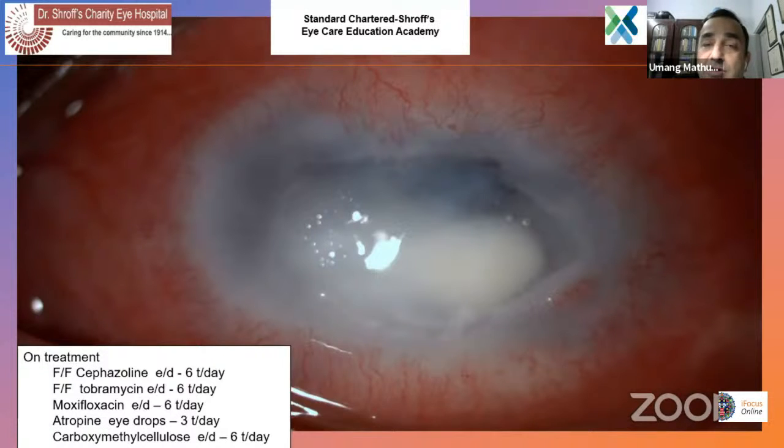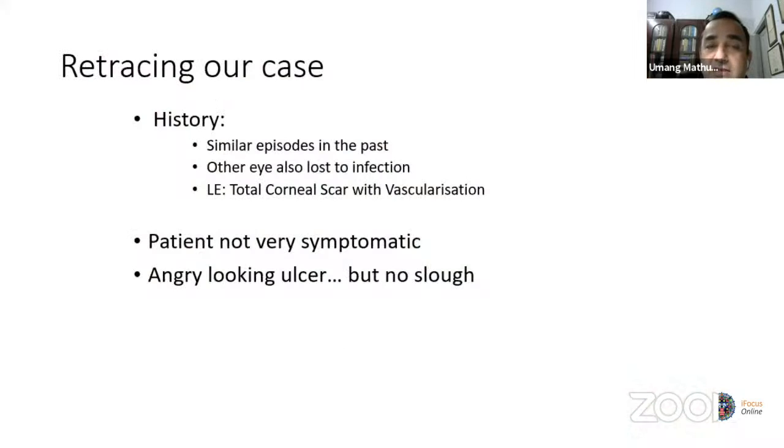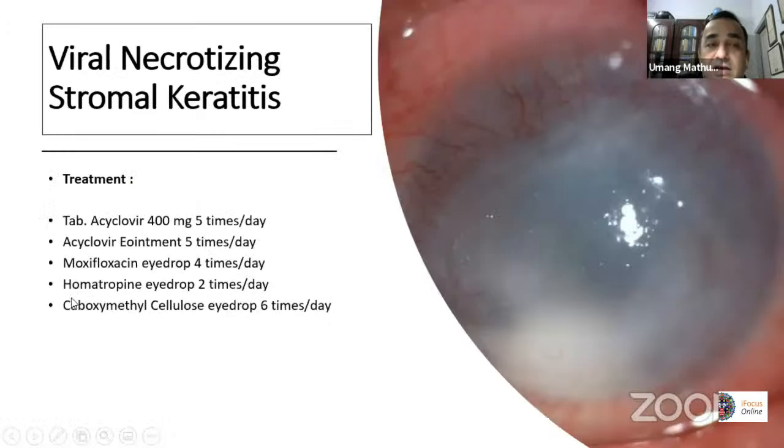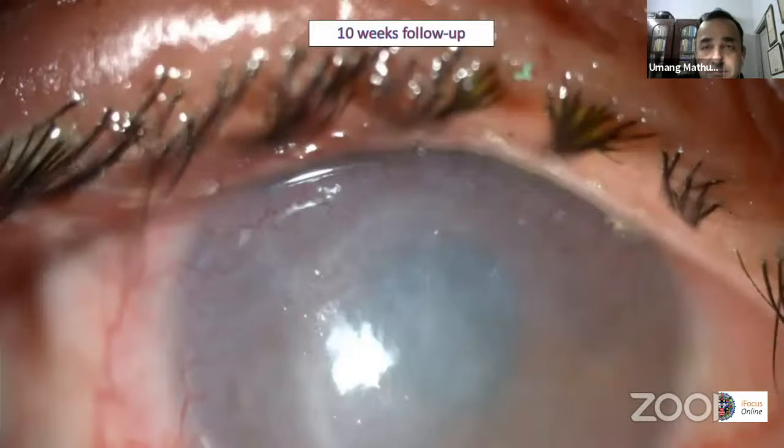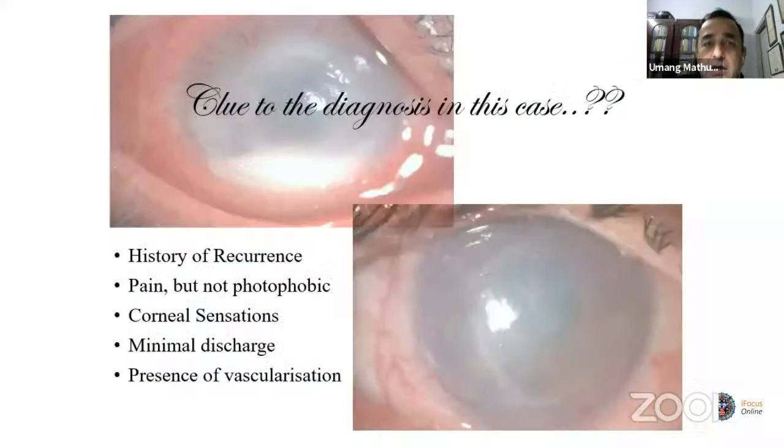This is a very granular whitish infiltration in the stroma. So this is stromal necrotizing keratitis, right? And you treat it with topical and systemic acyclovir. And often a lot of these patients may have an immune component with it. And after some time, you may sometimes need to add some low dose topical steroid. And eventually the patient heals with a scar, right?